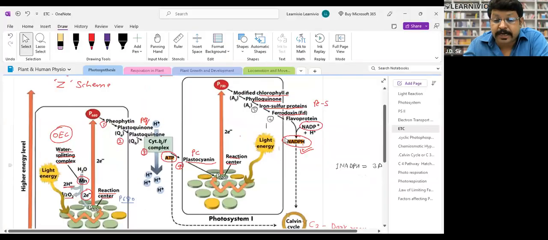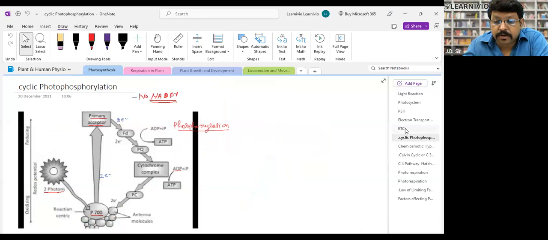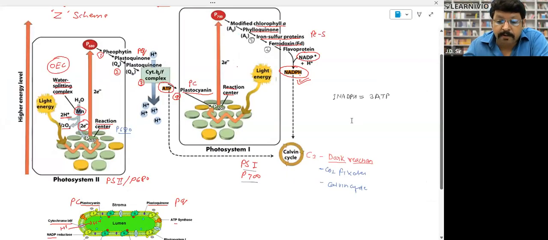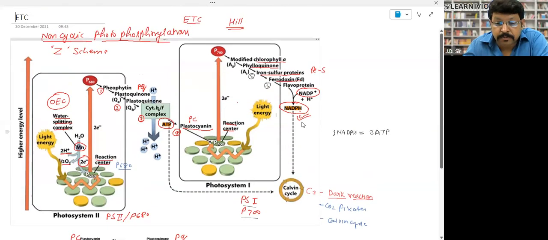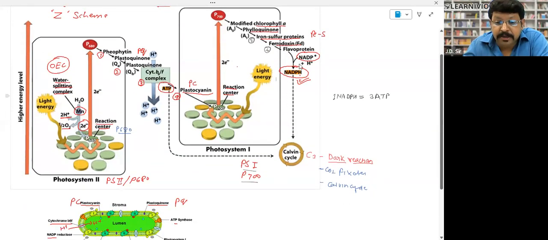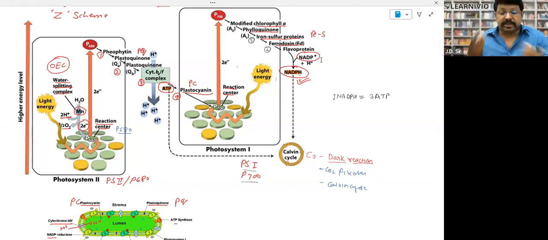So here you have to draw this diagram. You do not have to write down anything, right? So this is non-cyclic because the electron is not coming back, right? Try to understand my concept. What is cyclic? Look, when the Calvin cycle is going on, then this will be non-cyclic. Means when NADP plus is present, then this will be non-cyclic. If NADP plus is not present, then what will happen? Who will receive the electron? There is no one to receive the electron.